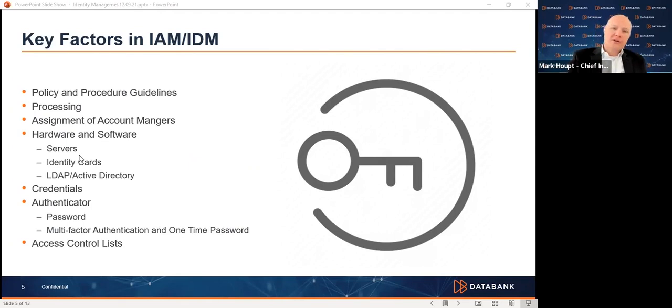Another thing that we want to start looking at, if you haven't already done so, is access control lists. These are typical inside of a network environment where your network will not allow you to pass from one zone or one VLAN to another. But we need to start looking at access control lists as well as a key factor beyond the credential and the authenticator for boundary layer type of scenario.